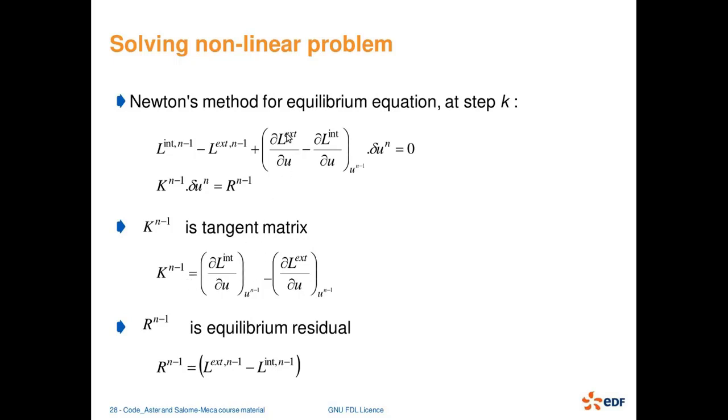And this is defined as this operator: the derivative of the internal load at the previous iteration minus the derivative of the external load at the previous iteration. And this is my equilibrium residual, the error in equilibrium. And I will find a solution so that this error in equilibrium is nearly 0, or I will accept some very small value as a 0. Okay, that is the convergence criterion.